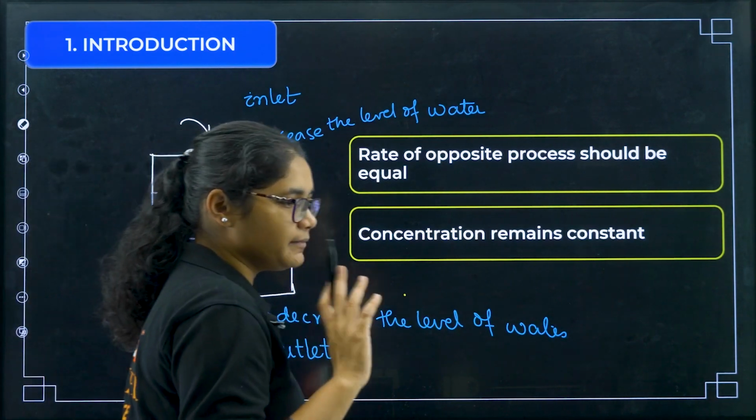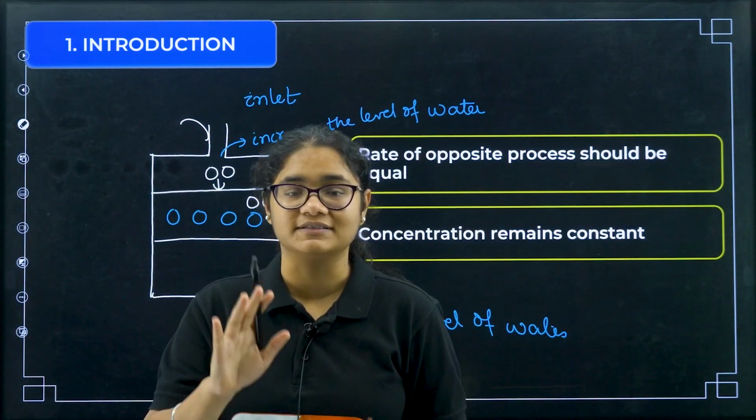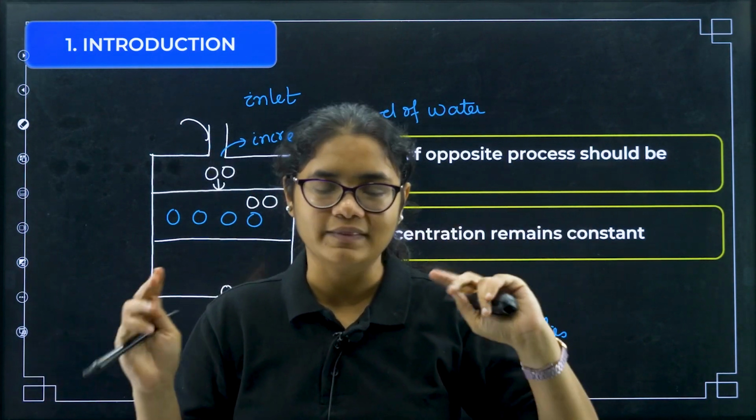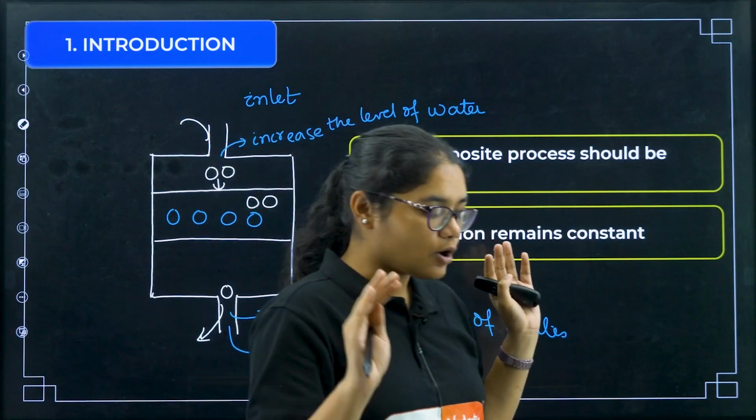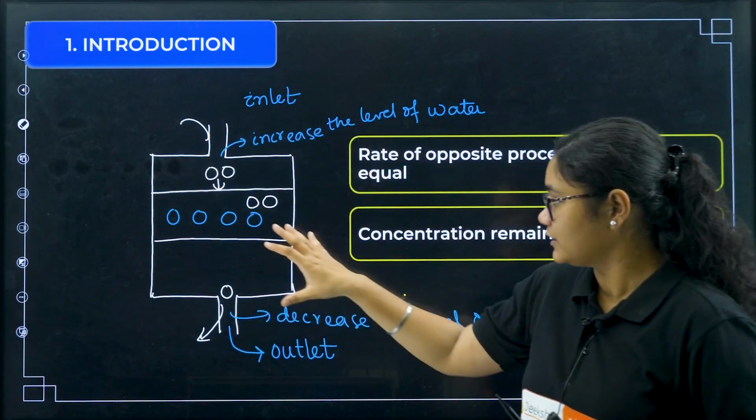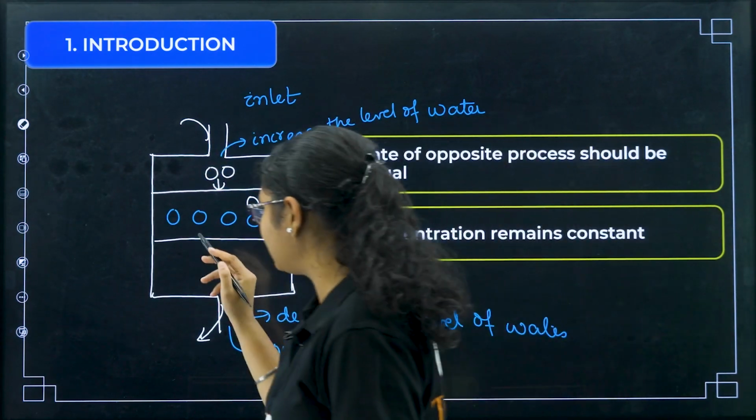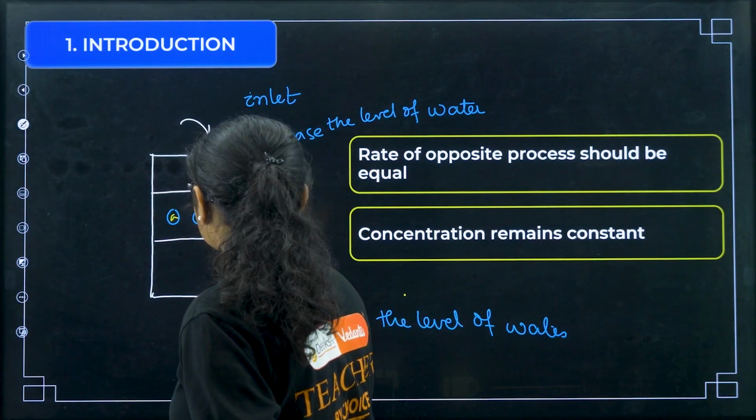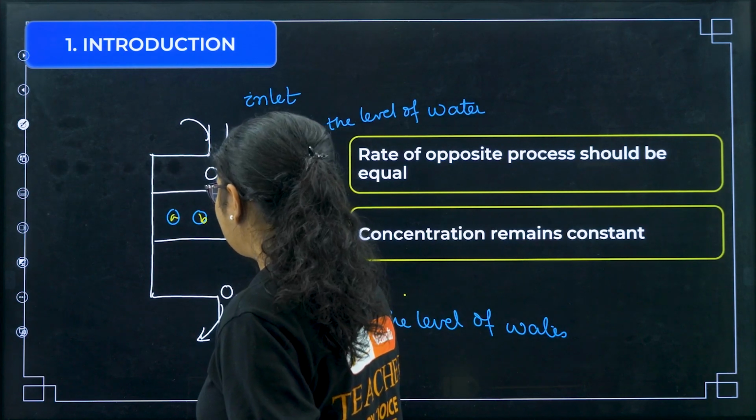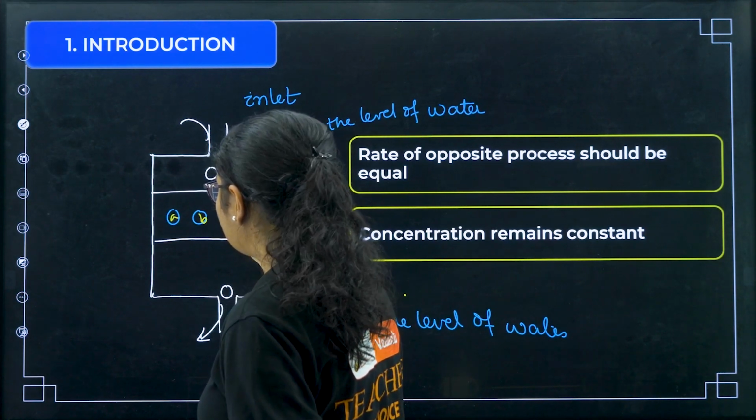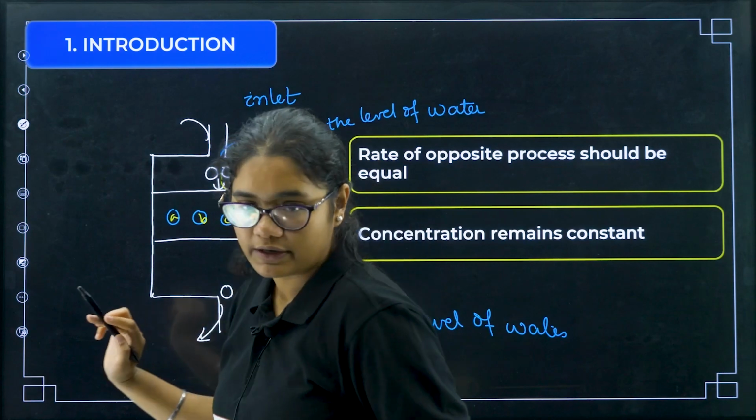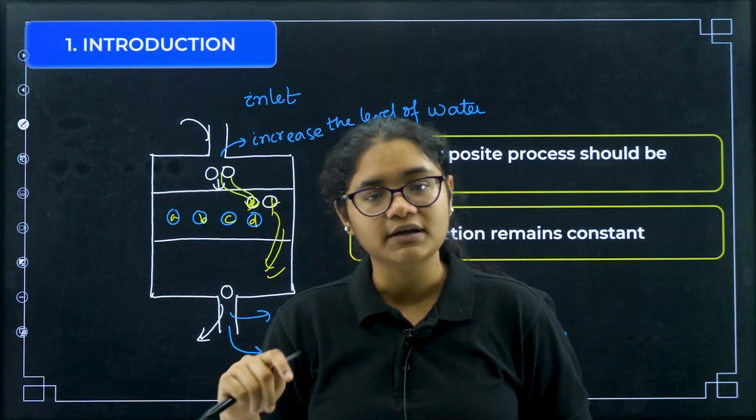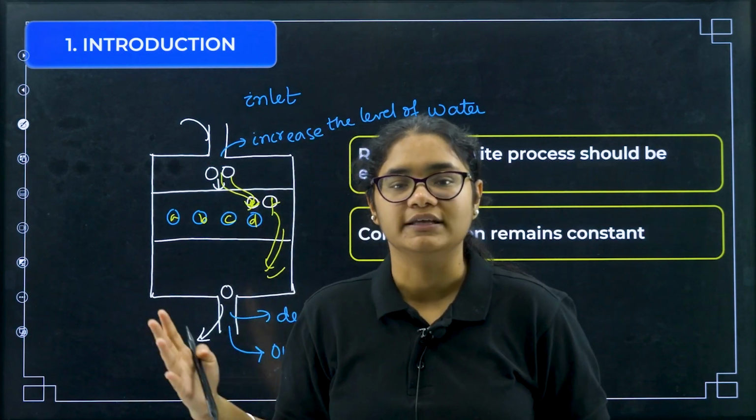So the concentration will remain constant if the rates of the two opposite processes are equal. One molecule coming in means one molecule should go out. That is called equilibrium, and the molecules are not exactly the same ones. See, these 5 molecules are not the same. Suppose I name them: this is A, this is B, this is C, this is D, this is E and this is F. So now new molecules are added and the old molecules are going out. The molecules are changing, but it appears constant because the two rates are opposite to each other.